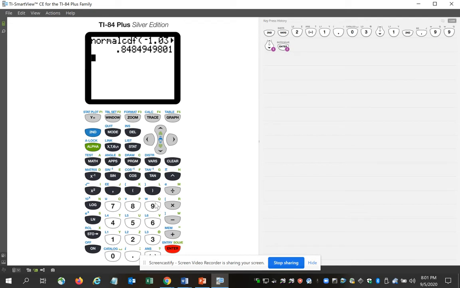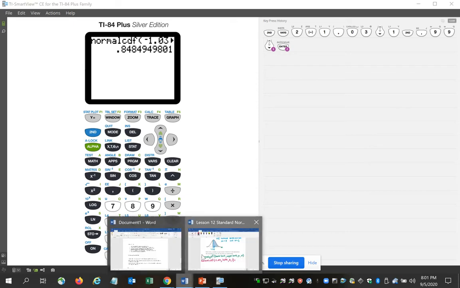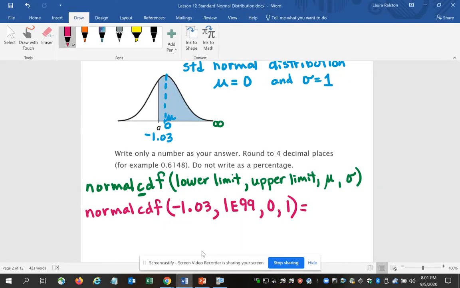And it gives me the calculation. It does the calculus behind the scenes and does it for me. So I have 0.84849. We round to 4 places, so it's going to be 0.8485. So the area that's shaded is 0.8485, which is also the probability that you would get a value for Z that is greater than negative 1.03.